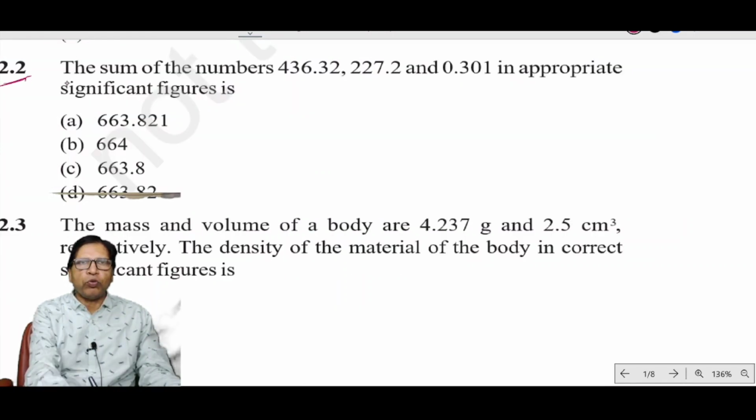Okay, understood. Exemplar 2. The sum of the numbers this and this to appropriate significant figures.